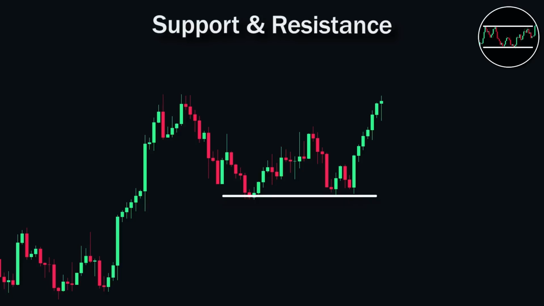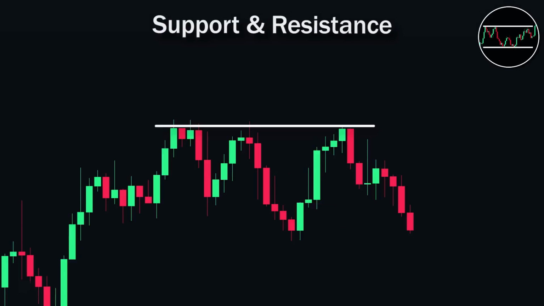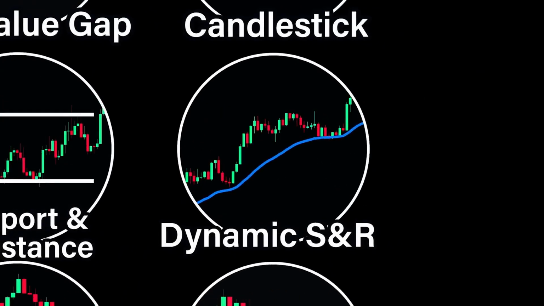Support and resistance. These are key levels that form horizontally where the price has bounced off in the past and could possibly bounce again in the future. If the level is below the price, it's called support, where you can take a buy position if the price approaches it, and if the level is above the price, it's called resistance, where you can take a sell position if the price approaches.